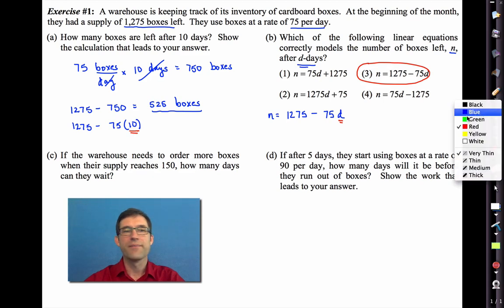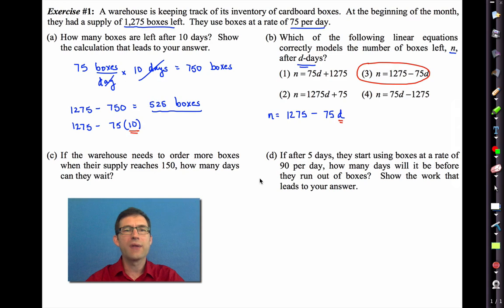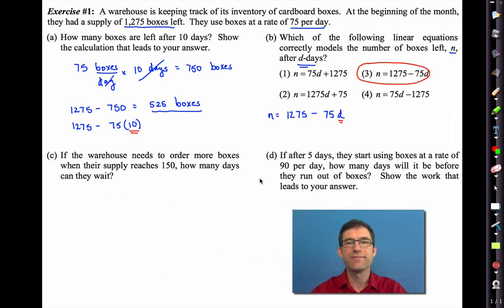Let's take a look at C. If the warehouse needs to order more boxes when their supply reaches 150, how many days can they wait? Pause the video now, see if you can figure this out. All right, let's go through it.